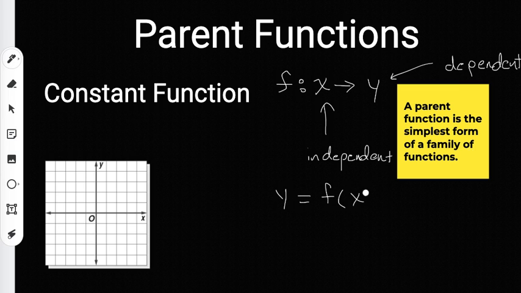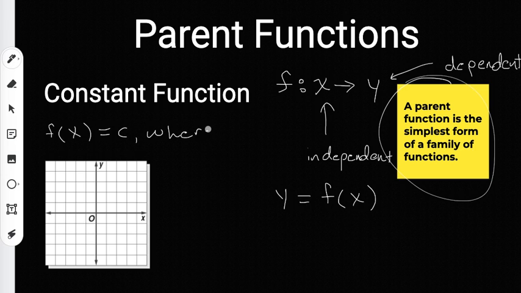So we're going to look at the first parent function that I have right here, the constant function. And do know that the definition of a parent function is over here. A parent function is going to be the simplest form of a family of functions. And you'll understand what that means a little bit later. So the constant function is the first function that we're going to look at. The way you write the constant function is f of x equals c, where c is a real number. C has to be a real number.